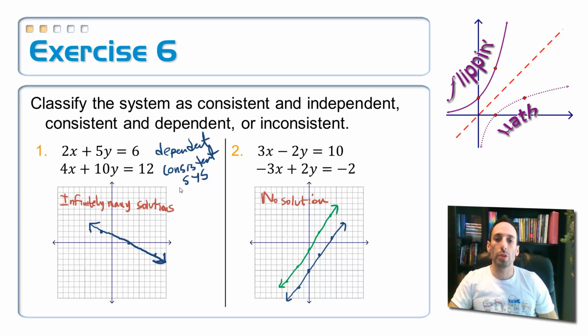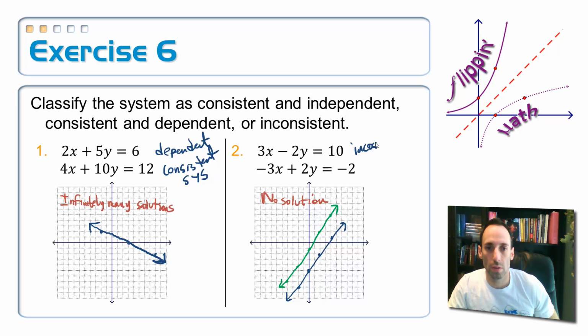Okay? And on number 2, I go to graph them. They are parallel. They have no points in common. This is an inconsistent system. There's no solution. So this is inconsistent.